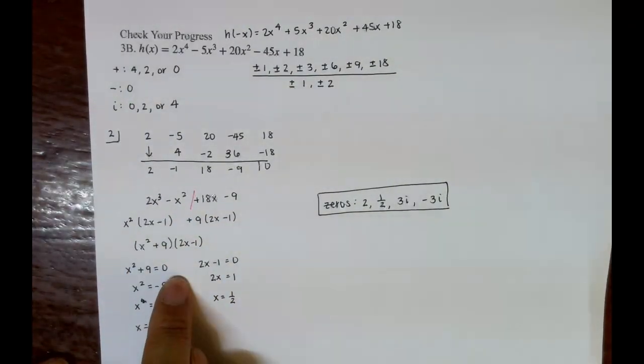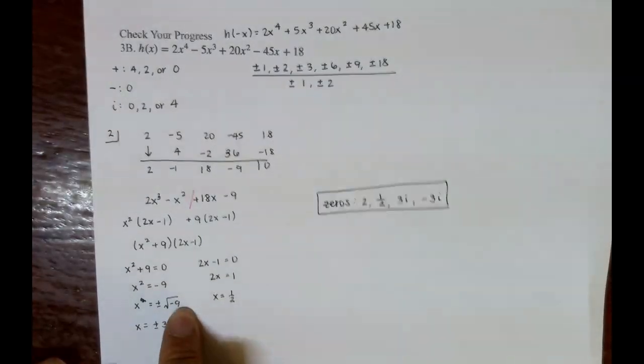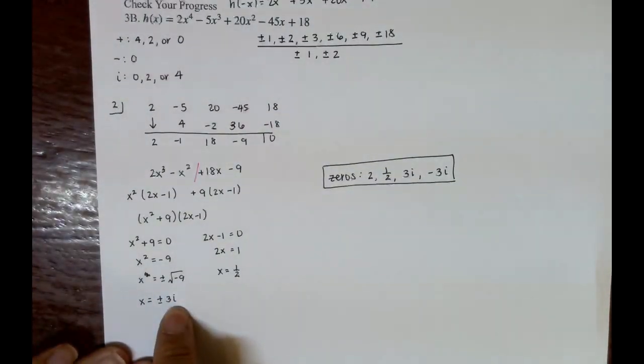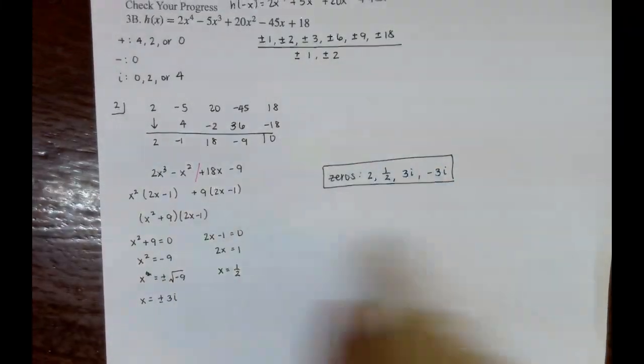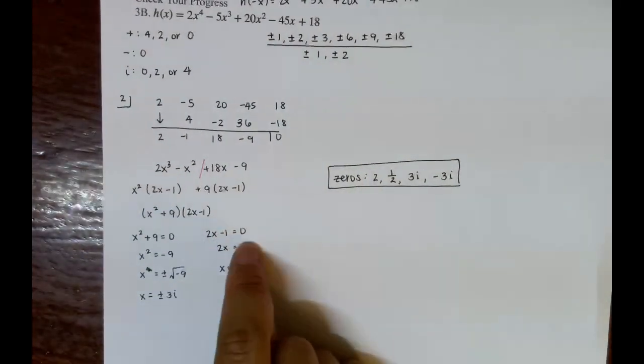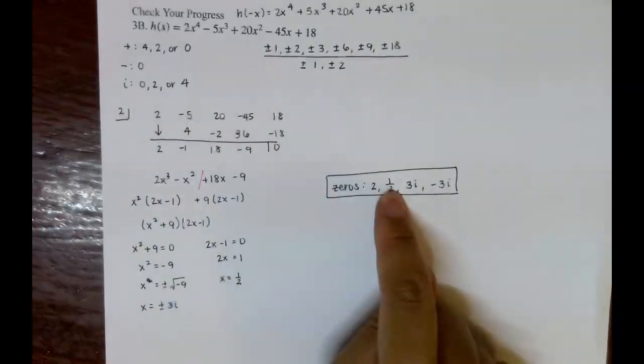Set each equal to 0. Subtract 9, square root both sides. The negative comes out as an i, and square root of 9 is 3. So that's why I have 3i and negative 3i. And then 2x minus 1 equals 0. Add 1, divide by 2, so x equals 1/2.